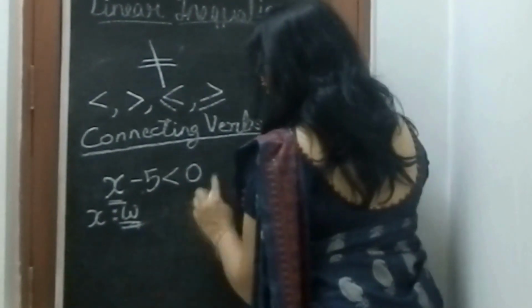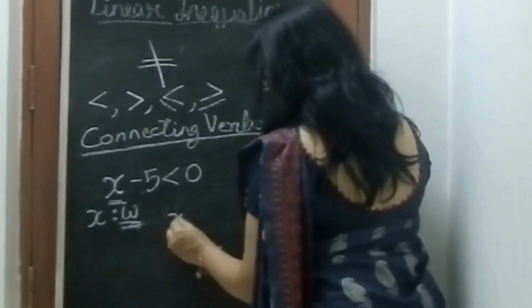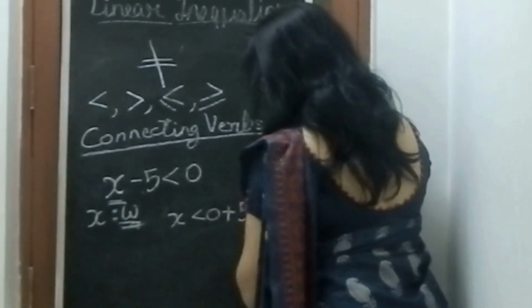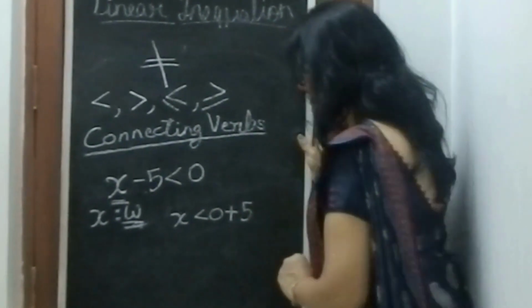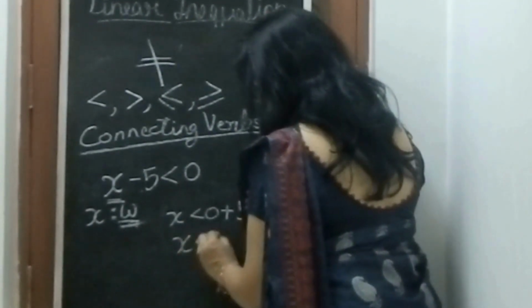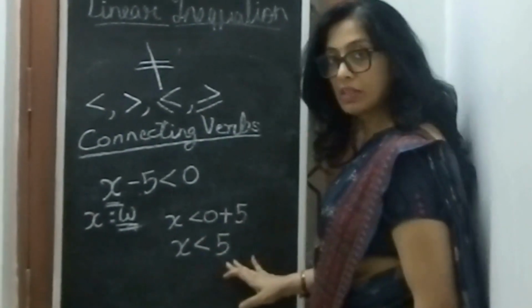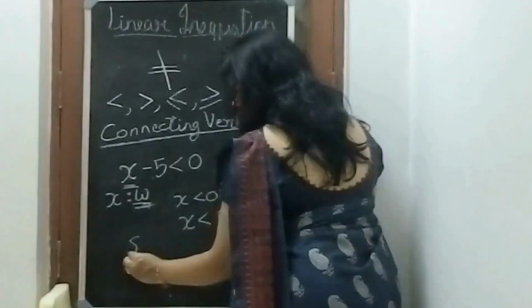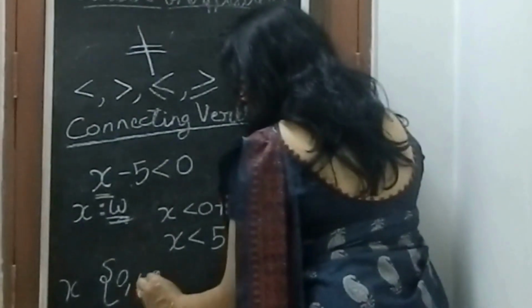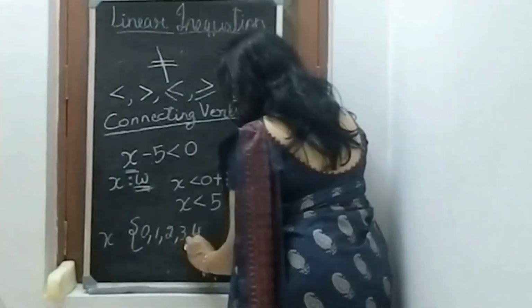Okay. Now, let's solve the equation. X minus 5 is less than 0. So, what can I do? I can say x is less than 0 plus 5. 0 plus 5. So, the number should be what? X is less than 5. 0 plus 5 is 5. So, x is less than 5. When I say x is less than 5 and it is a whole number, what is my answer? X might be 0, 1, 2, 3, 4.